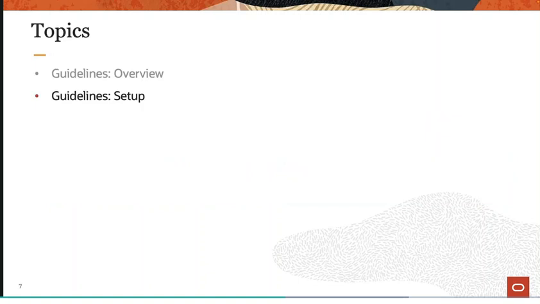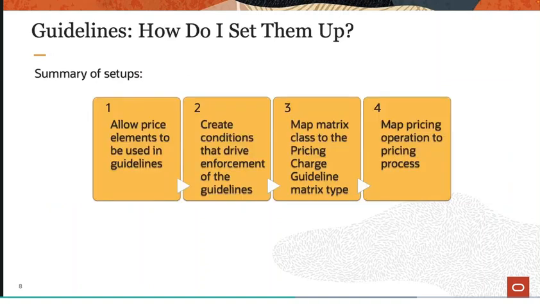In topic number 2, we'll cover the setups for configuring guidelines. Here's a quick overview of the steps for setting up pricing guidelines. First, make sure the price elements you want to use are eligible for creating guidelines. Next, use the pricing charge guideline matrix class to define the conditions that will enforce your guidelines. Make sure to map your matrix class to the pricing charge guideline matrix type. Finally, ensure the pricing operation is linked to the right pricing process. Following these steps helps you set up effective and enforceable pricing guidelines.